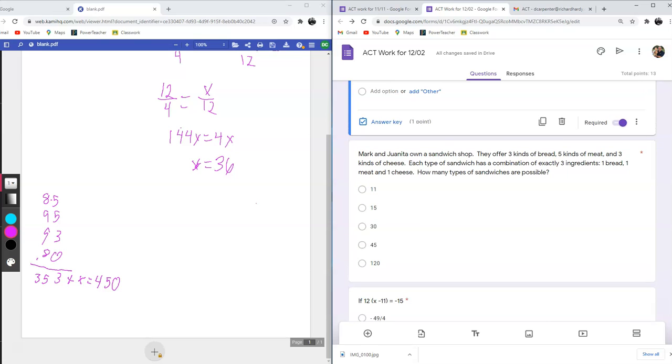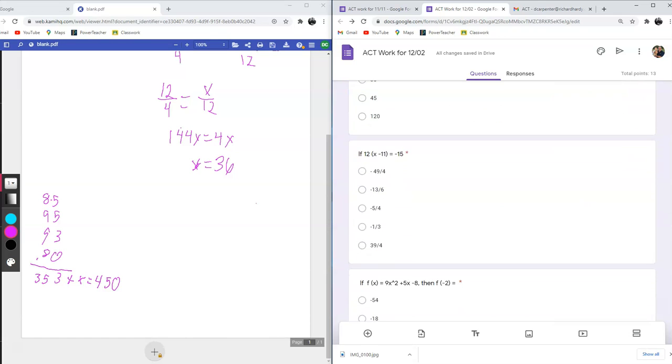Okay, this one hopefully you realize by now. Anytime you see sandwich shop, ice cream shop, something like that, you know that they're offering certain types of ice cream, certain types of toppings. This deals with clothes, all right? So a whole bunch of things. So how many different types of sandwiches are possible? 5 times 3 times 3, which is 45.